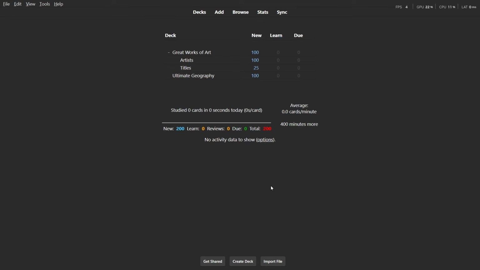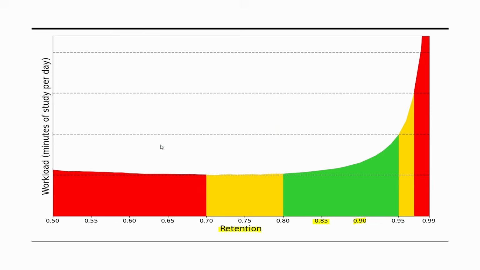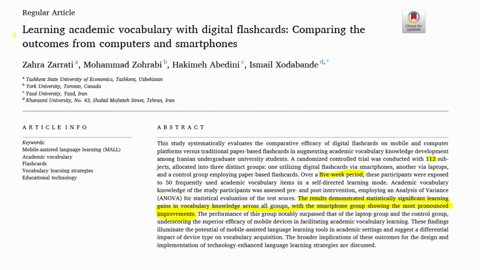And lastly, I want to talk about this. So yeah, this is a recent study published on digital flashcards. It compared the efficacy of flashcards on computers and smartphones. It had 112 participants, and it went for a 5 week period. It was a randomized control trial, and the results demonstrated that the smartphone group showed the most pronounced improvements.